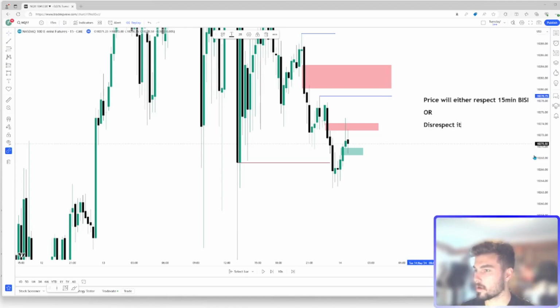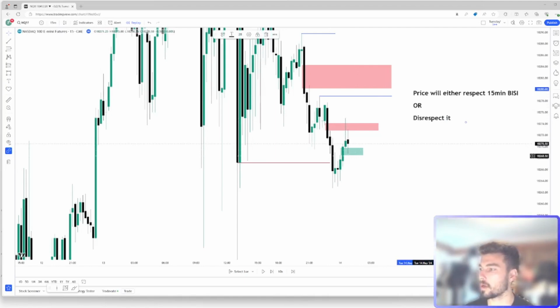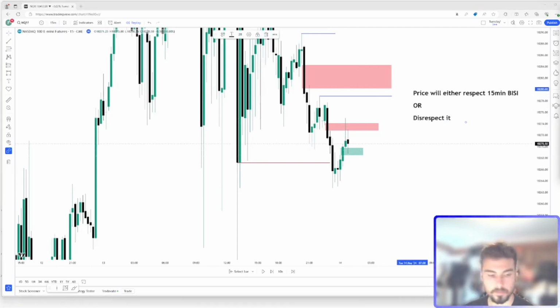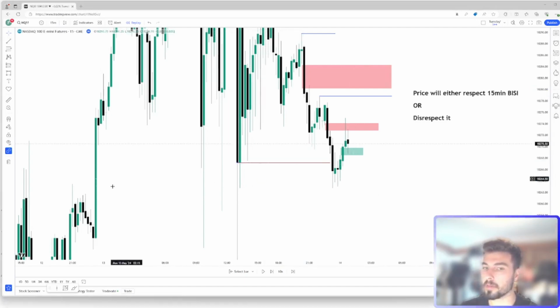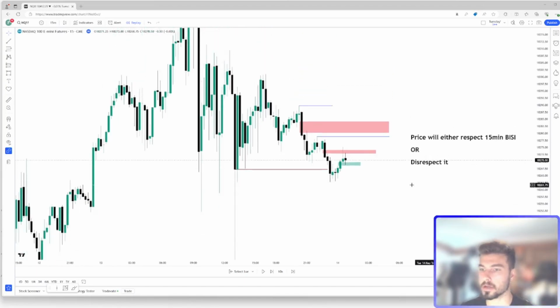Price will either respect the 15-minute FVG or it's going to disrespect it. That's it. So at this point, there are two biases, and you've got to determine based on price action which idea you want to take on board and which idea you want to project. Now for me, because we just swept this volume imbalance and because we're delivering from this imbalance, I want to target buy side. What's another reason that personally I want to target buy side?